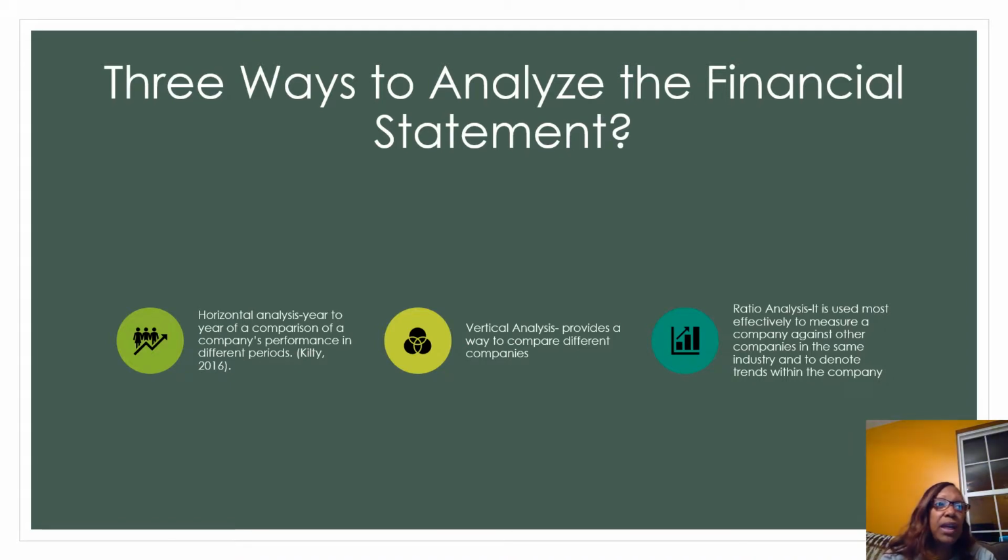The 3 best ways to analyze the financial statement is going through a horizontal analysis, which is the year-to-year comparison of a company's performance in different periods. The next would be the vertical analysis, which provides a way to compare different companies. And then finally, the ratio analysis. It can be used most effectively to measure a company against another company in the same industry and to denote trends within the company.